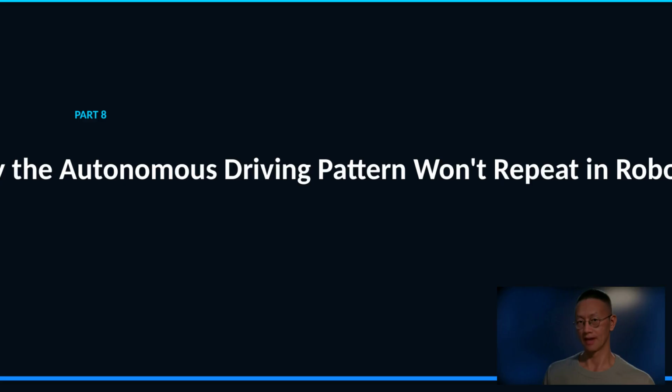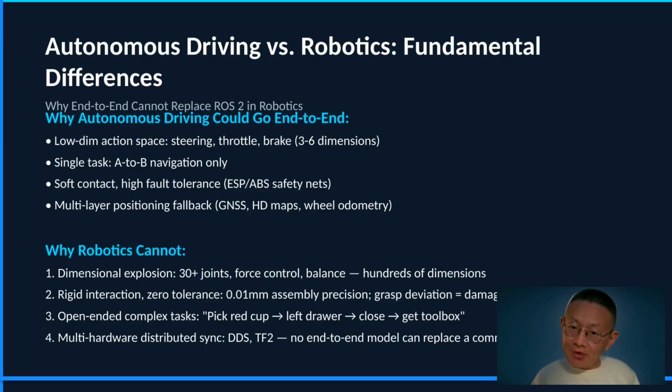Part 8, why the autonomous driving end-to-end pattern will not replicate in robotics. Autonomous driving has a low-dimensional action space and soft contact. Robotics has dimensional explosion, rigid physical interaction with zero tolerance, and open-ended complex tasks requiring ROS 2 layered architecture.